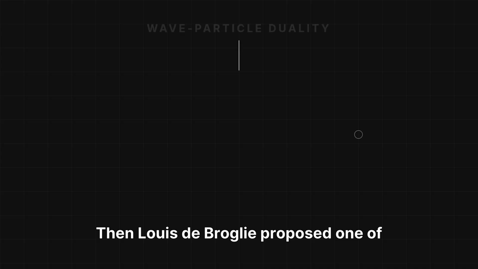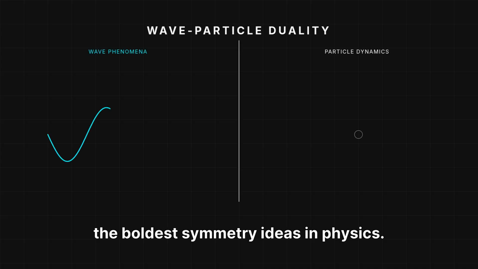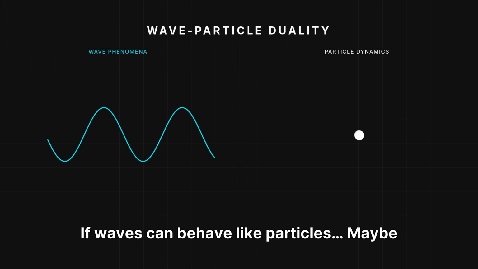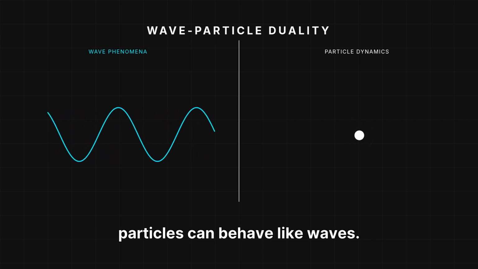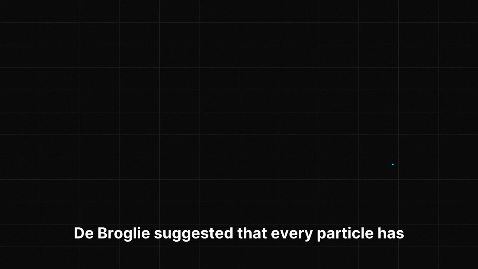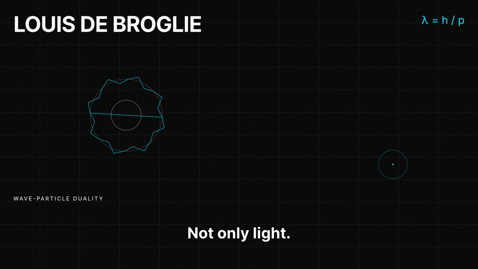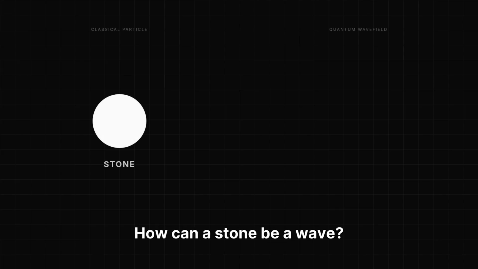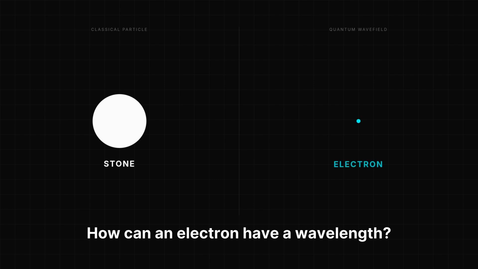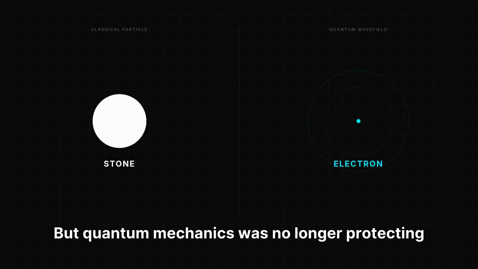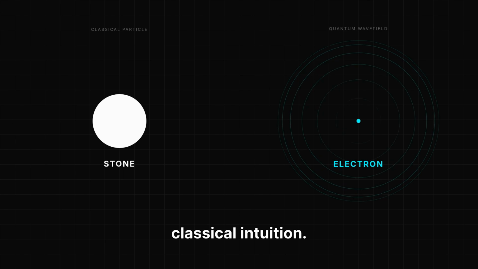Then Louis de Broglie proposed one of the boldest symmetry ideas in physics. If waves can behave like particles, maybe particles can behave like waves. De Broglie suggested that every particle has a wave-like nature, not only light, matter itself. This sounded absurd. How can a stone be a wave? How can an electron have a wavelength? But quantum mechanics was no longer protecting classical intuition.